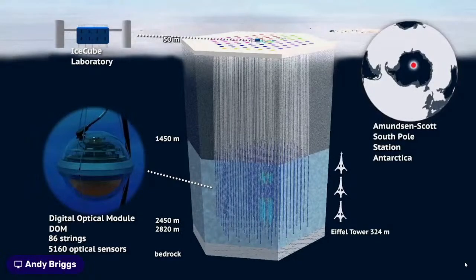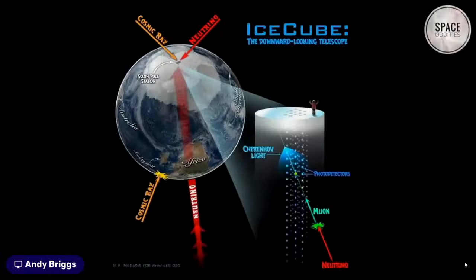Now, the detector is not just useful for detecting neutrinos, it's also useful for detecting cosmic rays. Here we have a graphic showing you IceCube, the downward-looking telescope, because these neutrinos have passed through the Earth before coming out of the ground at the South Pole. But the detector is also useful for looking at cosmic rays, and as cosmic rays hit the atmosphere, they decay into particles called muons, which pass through the detector.